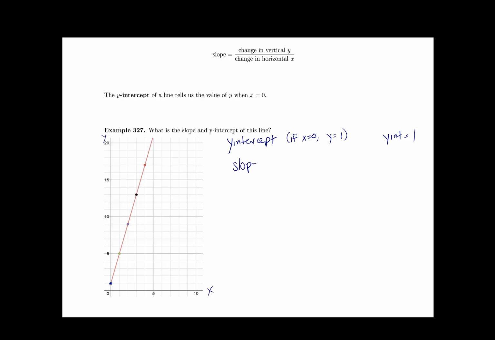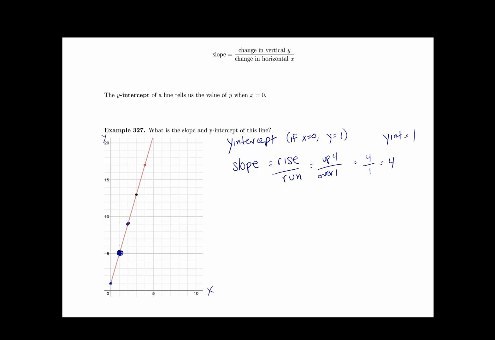For our slope, slope is always equal to rise over run. So you pick 2 points on there. Notice there are a lot of different points drawn on this graph, and it doesn't actually matter which 2 I pick. Anyway, we're going to get the same answer. So I could pick this point and this point. And I could say, okay, how much is the rise? How much does y change? It goes up 1, 2, 3, 4. So it goes up 4 and over 1. So that equals 4 over 1, which equals 4.